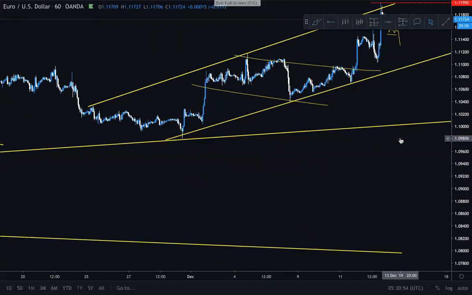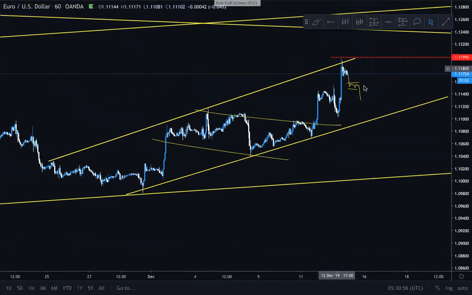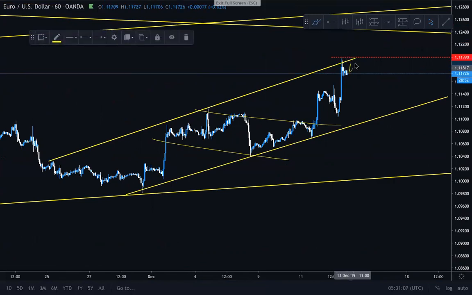Or again, as I was saying, we could get a correction higher just to fill this liquidity, which I think is most probable, then a break lower. And it's how it breaks lower that's going to be important to me. And then a break lower again, ultimately, to complete the 90% rule of this pattern and then the next pattern. And that's perfectly fine.